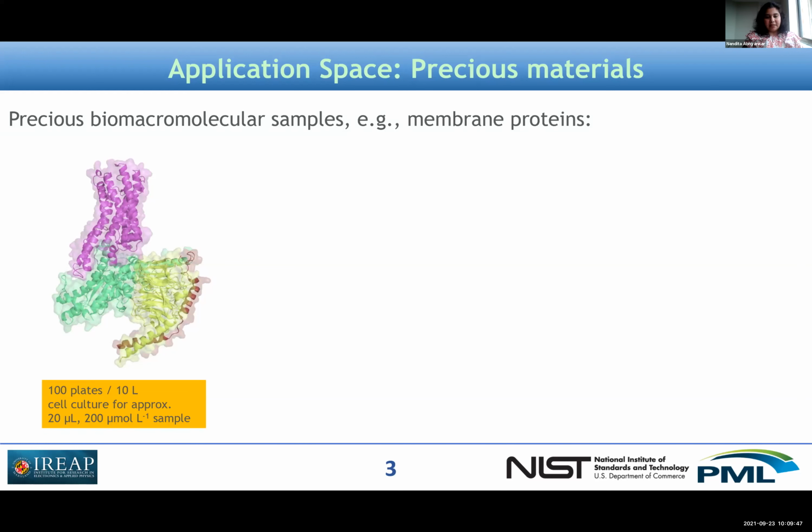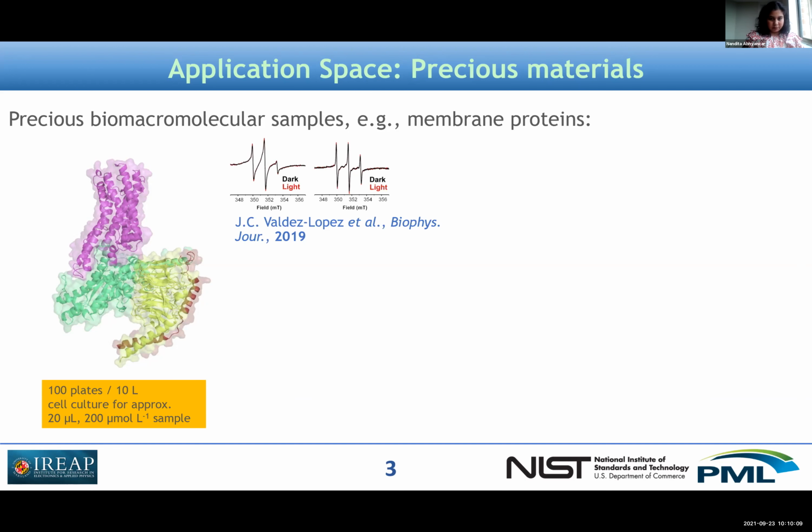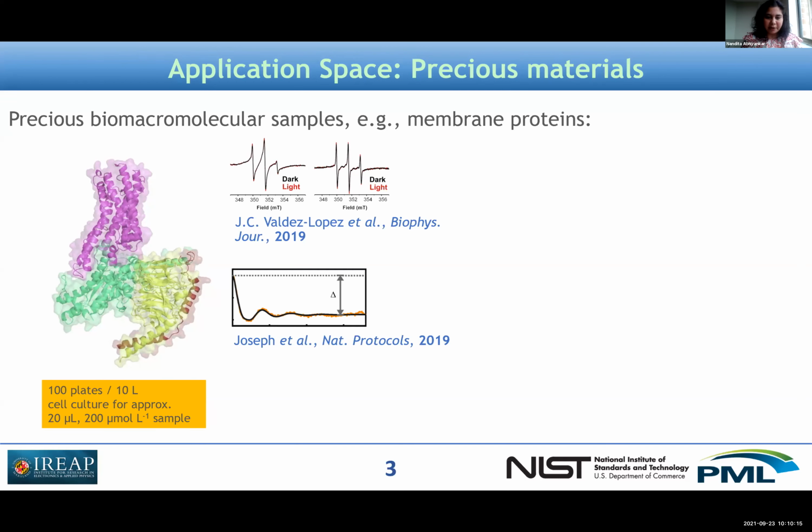And so if we can reduce the amount of sample required for EPR measurements of membrane proteins, especially because proteins like this can't be crystallized, and EPR becomes a very important part of the structural biology toolbox in providing information about conformation and dynamics. This is the first application space where microresonators can be very impactful. This is the information that I'm sure everyone's familiar with, that we can get from spin-labeled proteins. And we would like to get the same information from sub-nanoliter or nanoliter samples.